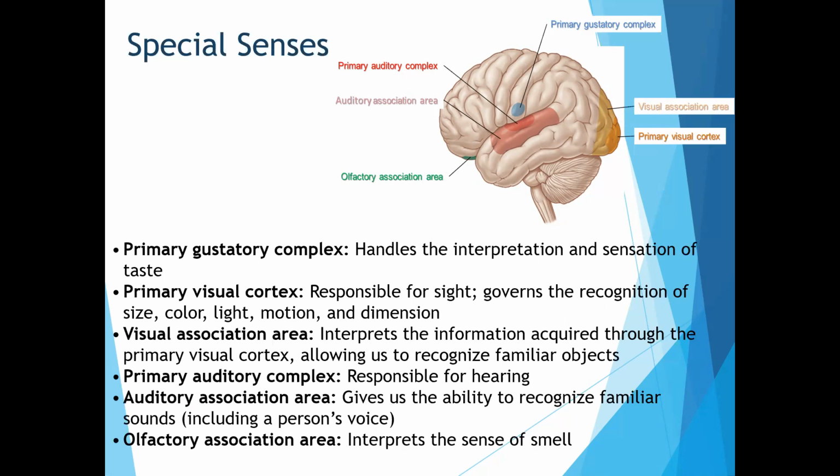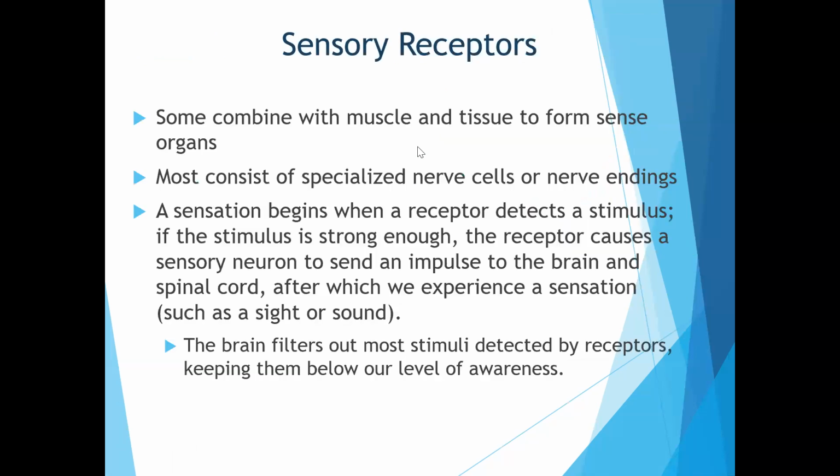The temporal lobe contains our primary auditory complex. We also have an auditory association area in the temporal lobe. And then down there, on the underside, you can see the olfactory association area. That interprets the sense of smell, and that is near the cranial nerve for our sense of smell.